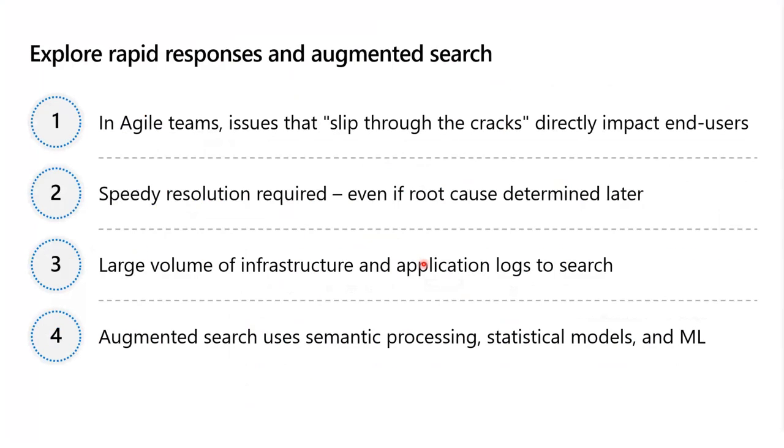We can also explore rapid responses and environmental search in agile teams. Issues that slip through the cracks directly impact end users, and speedy resolution is required, even if the root cause is determined later. There is a large volume of infrastructure and application logs to search. Environmental search uses semantic processing, statistical models, and ML.